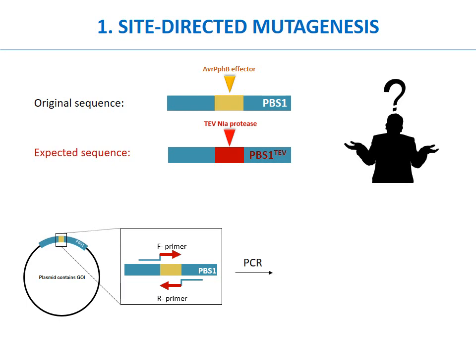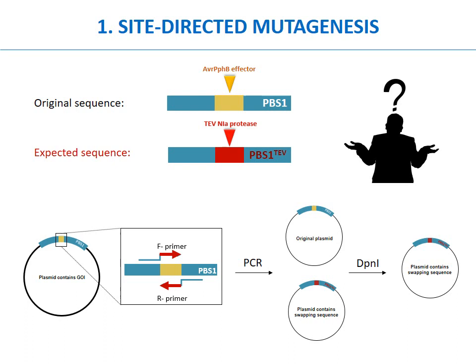After receiving the primers, you can easily create the expected sequence by PCR reaction. Your primers will work in a circle and finally change the original sequence to the new one. After the reaction, your PCR product contains both the template plasmid and the modified one. To select only the new plasmid, you should do one more step to digest your template with the DpnI enzyme. Consequently, you can get the expected clone now.